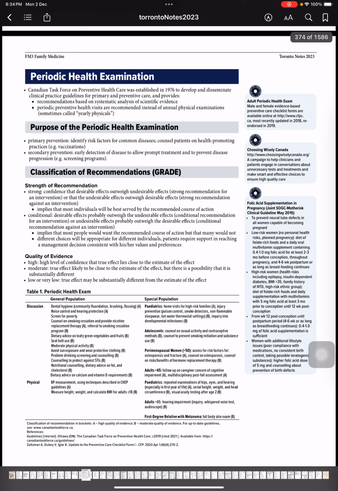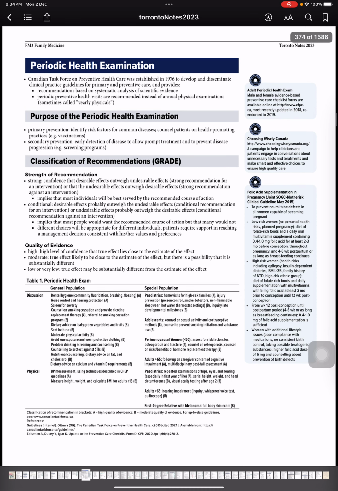Male and female evidence-based preventive health checklist forms are available online. So you can go and see on this website for your reference what exactly you do in male and then female, and compare them both and see the differences between them. Okay. Now, what is the purpose of a periodic health visit?